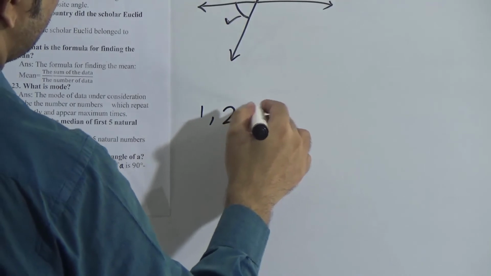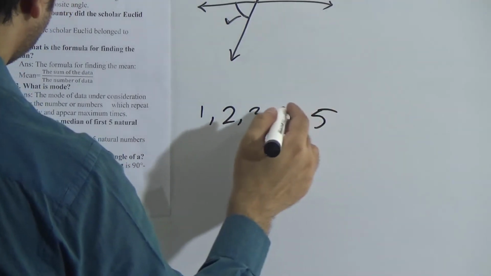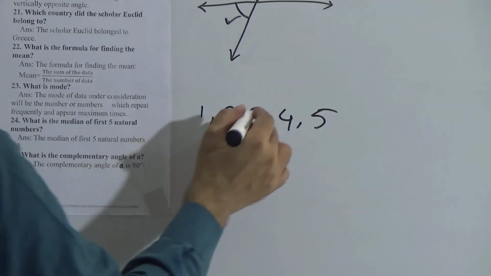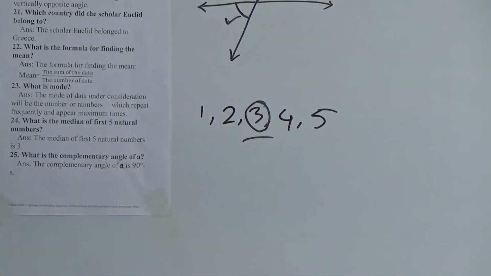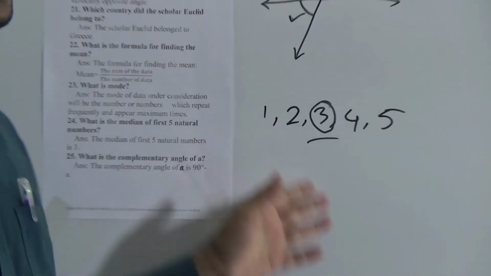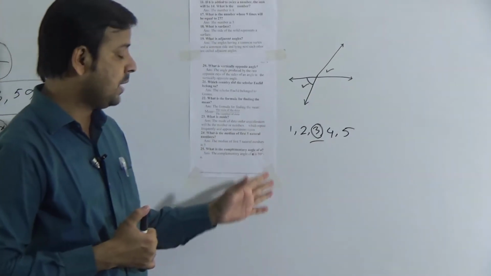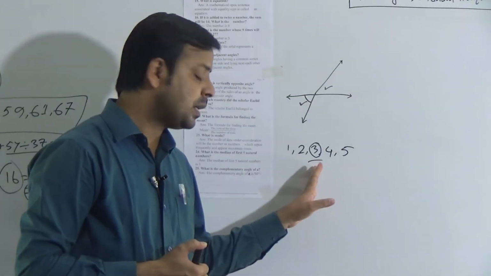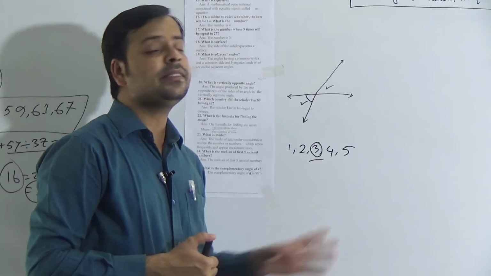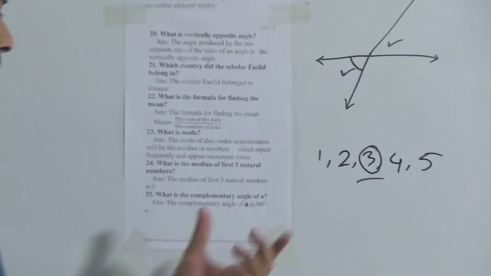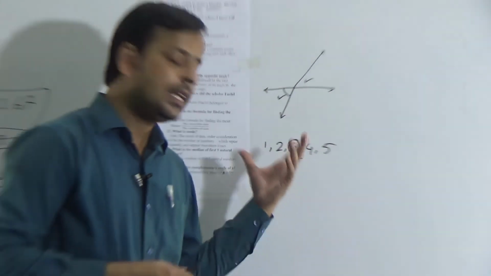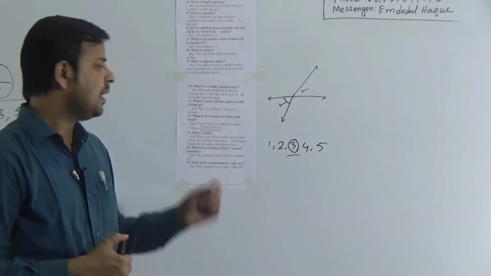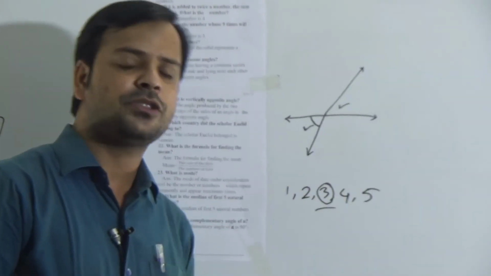What is the median of the first 5 natural numbers? Dear students, you know the first 5 natural numbers are 1, 2, 3, 4, 5. Here, which one is in the middle? 3 is in the middle. Dear students, median means the number which is in the middle in organized data. At first, data should be organized, and then the number we obtain from the middle is the median. This is in case of an odd number of data, but if the number of data is even, then the average of the middle 2 numbers will be the median.